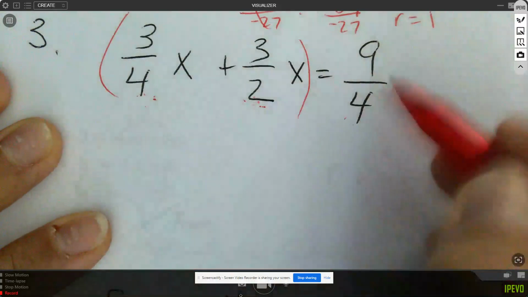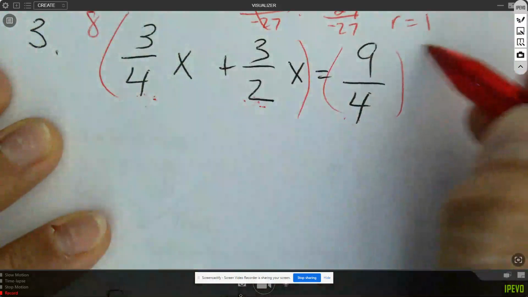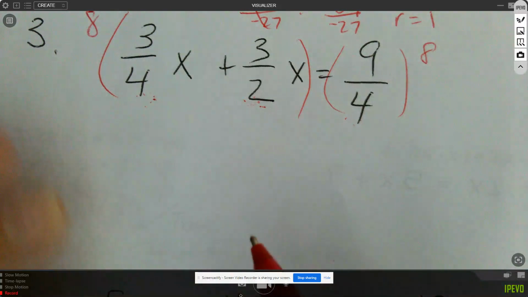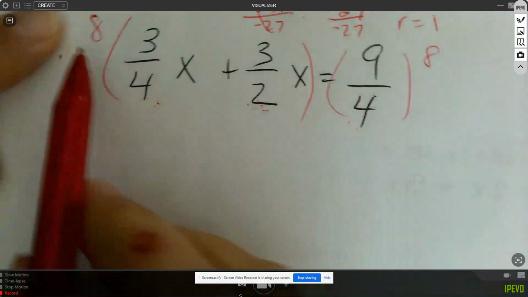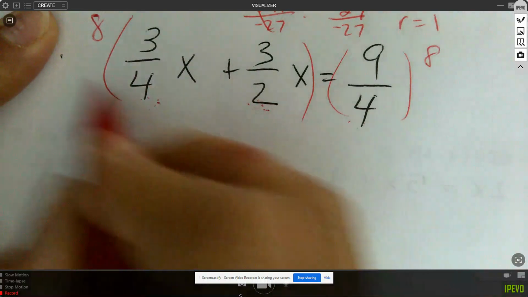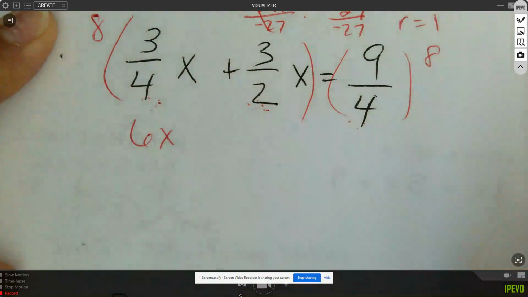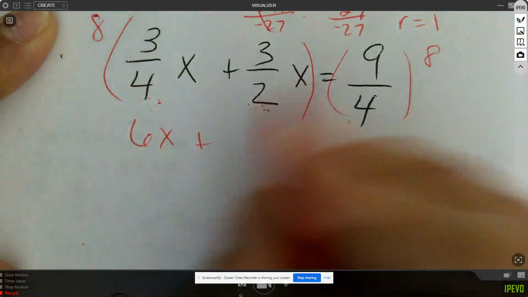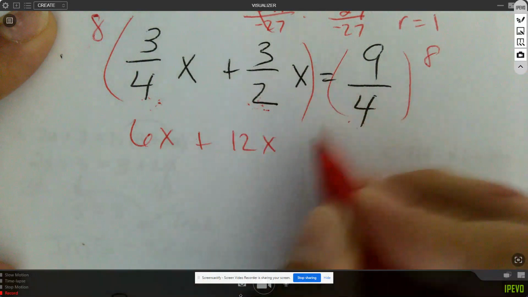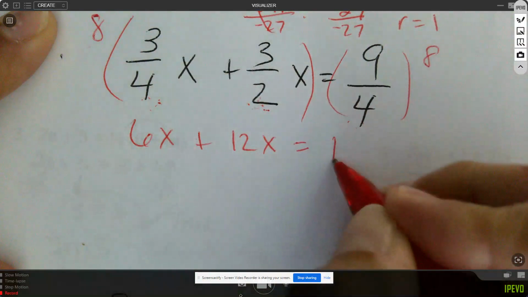So I'm going to multiply both sides, and I'm going to go ahead and use 8 this time for y'all. So 2 times 4 is 8. You could use 4 and check to see if we get the same answer. You will. All right, so 8 times 3 over 4, that should be 6x. Plus, and then I'm going to do 8 times 3 over 2, and that should be 12x. And that will equal 18.